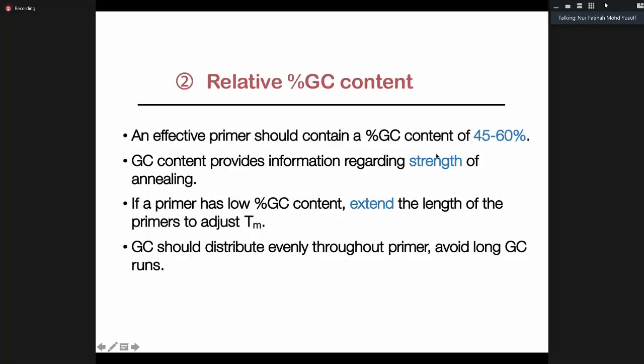Relative percent of GC content: an effective primer should contain a certain percent GC content. So this is the optimum or recommended range, between 45 until 60%. But sometimes the sequence might be very difficult to get primer sequences within this range. Perhaps there is too much GC content in that particular sequence. So you may consider to extend a bit the percentage of the GC content.